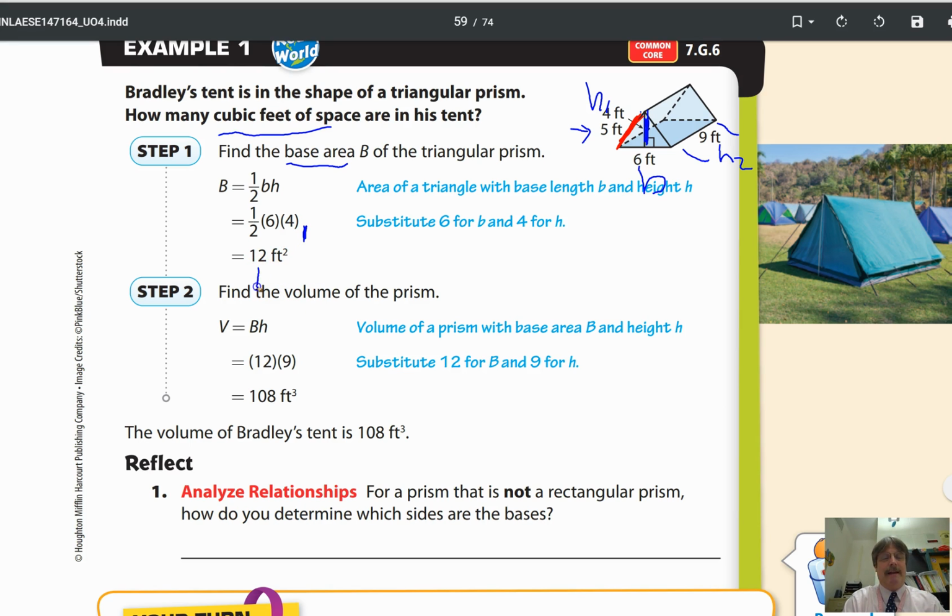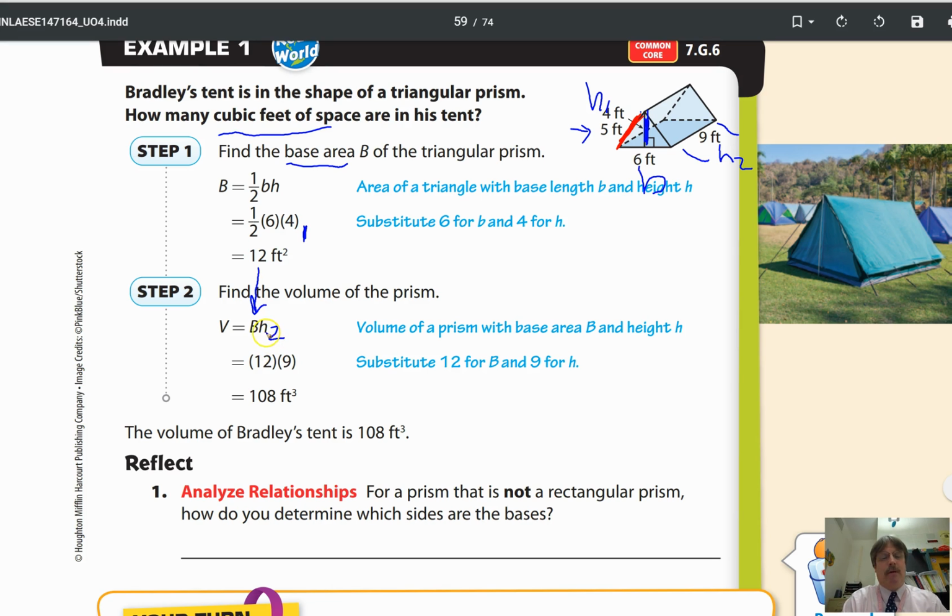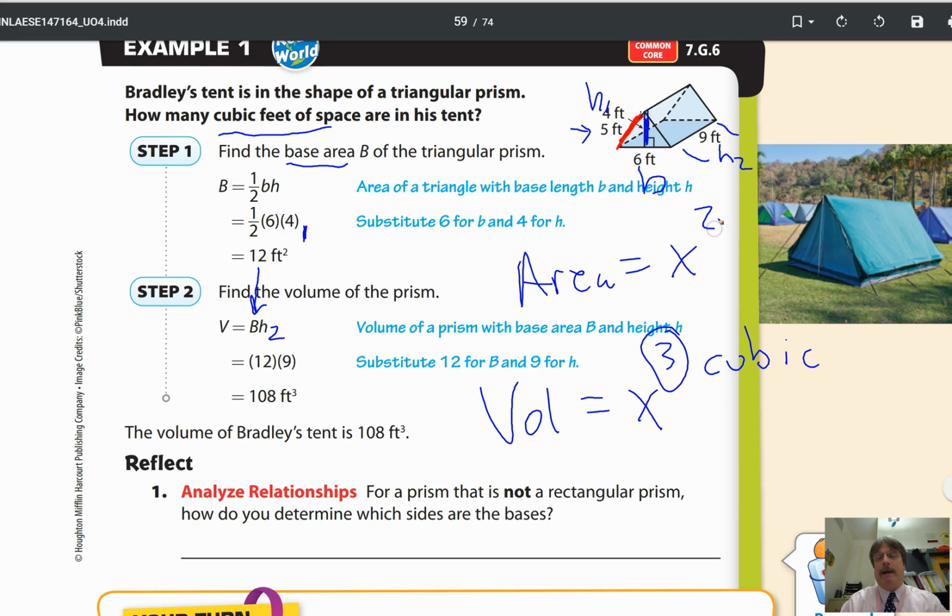Then we take that and substitute it right there. We're really doing the second calculation, and this H is the H2 from the formula I showed you. So we do the substitution again. You take that 9 feet, put it in there. 12 times 9 is 108, and it's cubic feet. When we're dealing with volume, the dimension is going to be cubic, or to the 3rd power, whereas area is going to be some value squared. So we need to keep those in mind for our units.